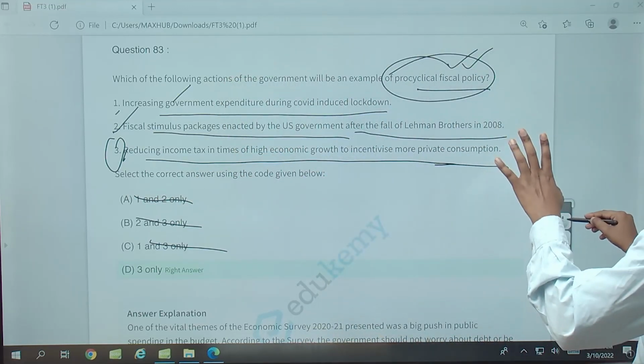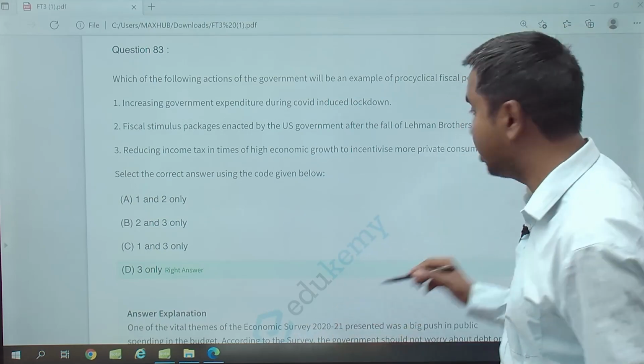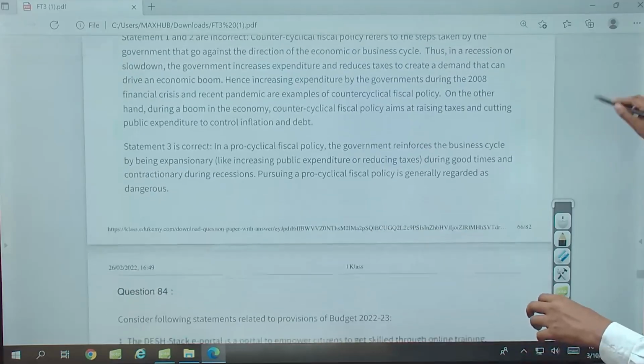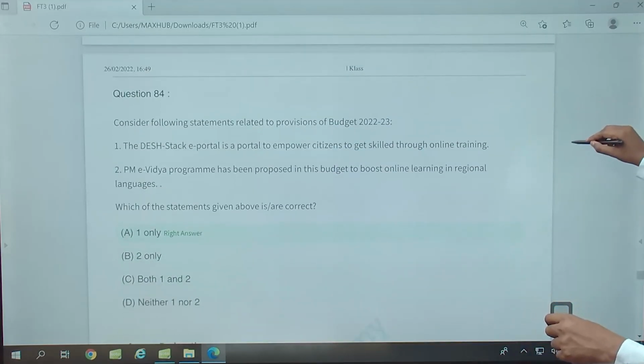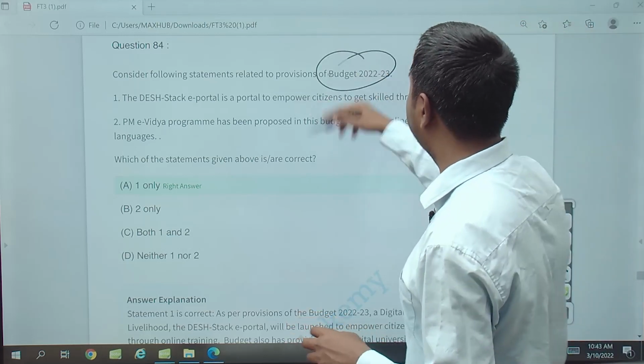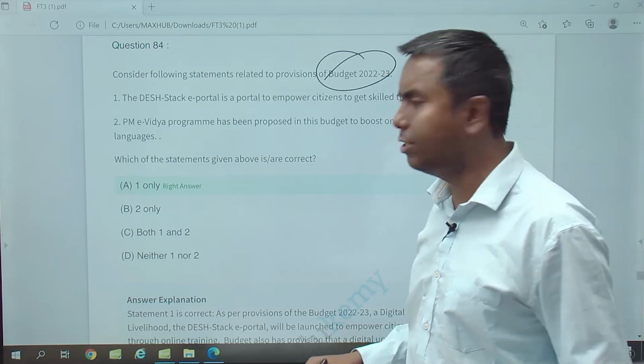Okay, these 2 terms, pro-cyclic and counter-cyclic fiscal policy, are very important. UPSC can ask a question on this anytime, because this was in the news repeatedly. Even the Economic Survey talked about this last year. Consider the following statements with respect to the provisions of Budget 2022-23. If you have followed the budget, this was an easy question.